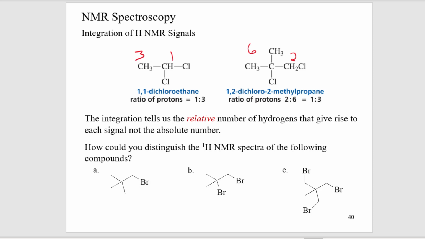Let's have you practice some examples down below. How could you use NMR to distinguish between the spectra of the following compounds? Could you do it based on chemical shift? Could you do it based on integration? Could you do it based on the number of signals you would see in each case? What would be the deciding factor that would distinguish between A, B, and C? I'll let you figure that one out.